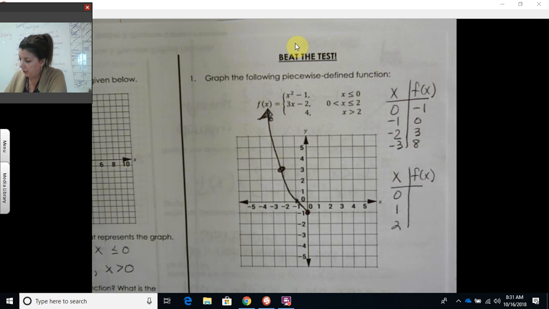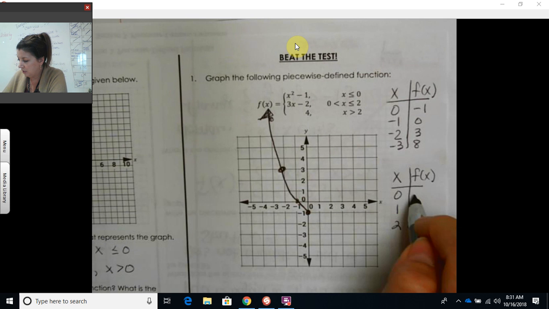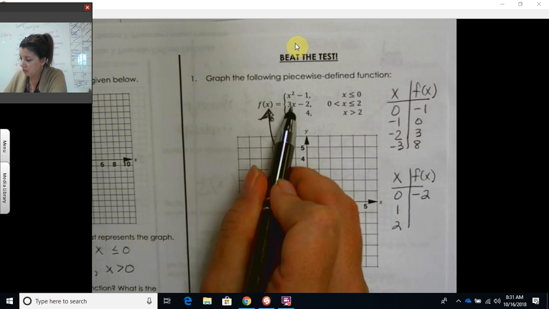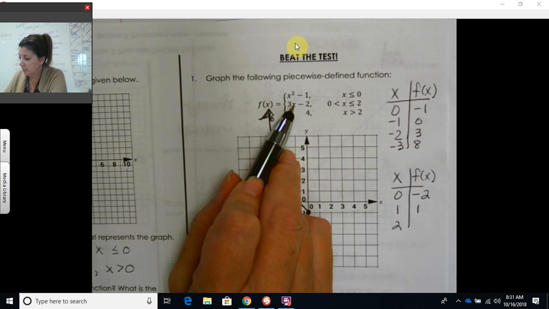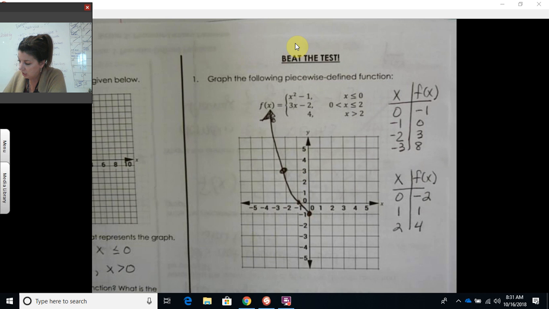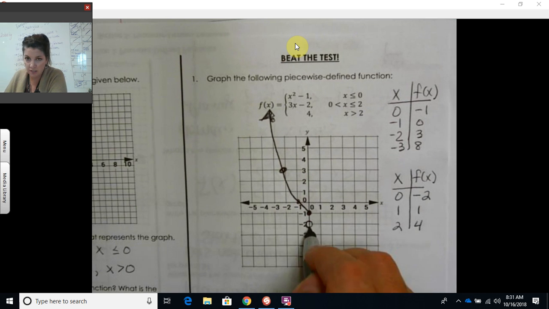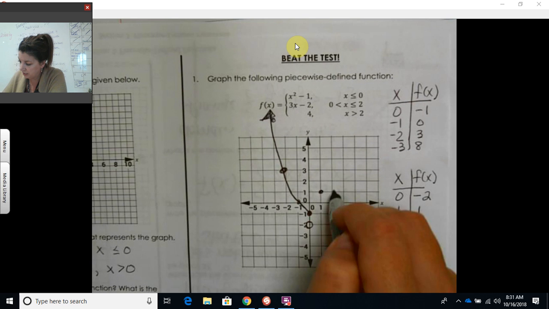When x is 0, 3 times 0 is 0, 0 minus 2 is negative 2. When x is 1, 3 times 1 is 3, 3 minus 2 is 1. When x is 2, 3 times 2 is 6, 6 minus 2 is 4. So when x is 0, y is negative 2, and it will be an open circle. It does not include 0. When x is 1, y is 1. When x is 2, y is 4.